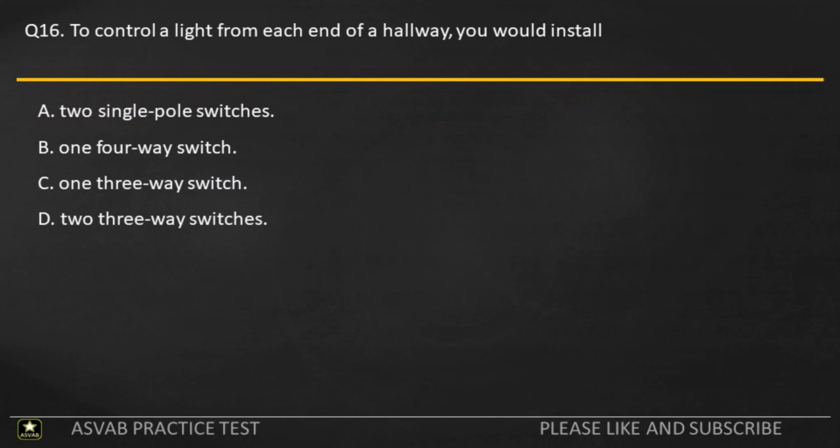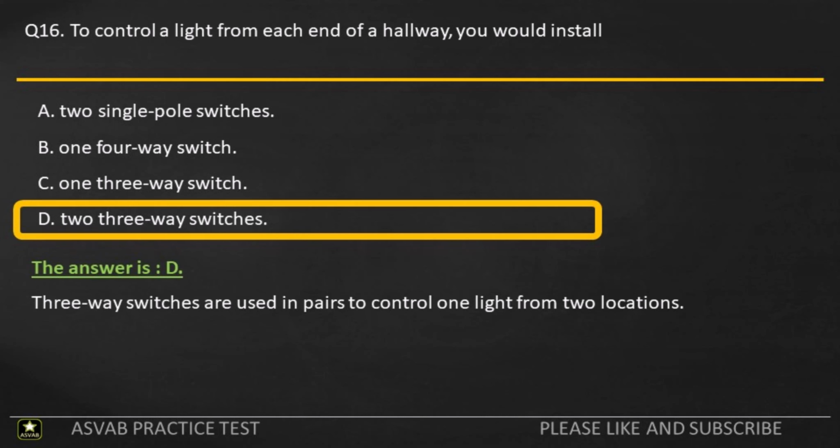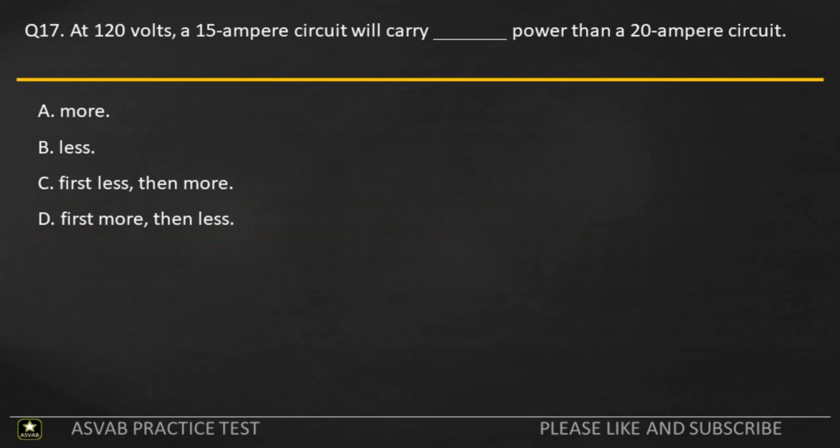Q16. To control a light from each end of a hallway, you would install A. 2 single-pole switches, B. 1 4-way switch, C. 1 3-way switch, D. 2 3-way switches. The answer is D. 3-way switches are used in pairs to control one light from 2 locations.